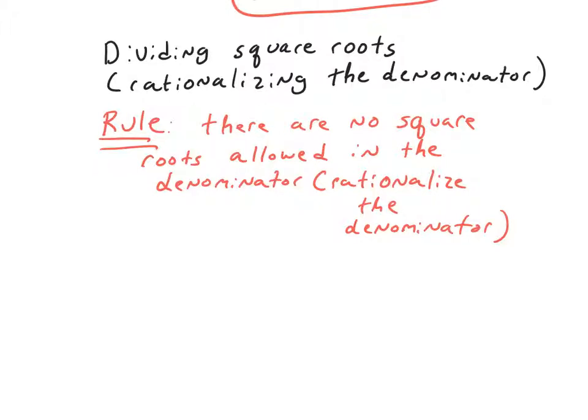Alright, so here's an example. We're going to do square root of 4 divided by square root of 16. Okay, so first we'll see if we can simplify it. Square root of 4 is 2. Square root of 16 is 4. We'll get 2 over 4, which is 1/2.